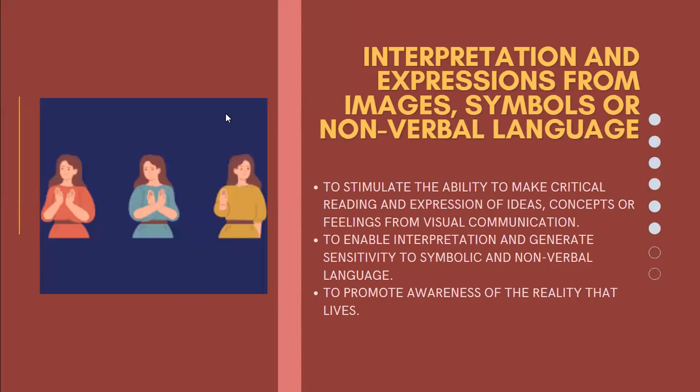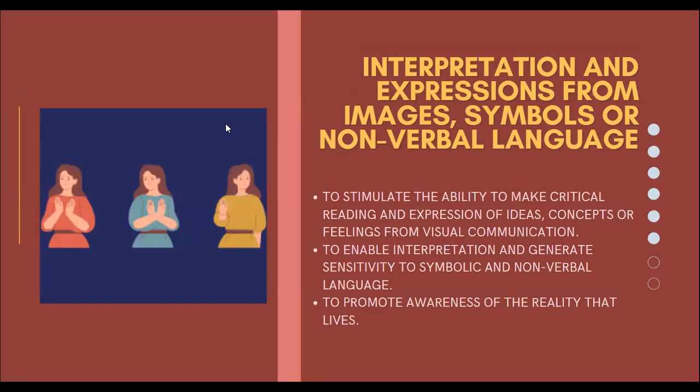Okay, the third strategy is interpretation and expression from images, symbols, or non-verbal language. It presents three objectives. The first one, to stimulate the ability to make critical reading and expression of ideas, concepts, or feelings from visual communication. Number two, to enable interpretation and generate sensitivity to symbolic and nonverbal language. And number three, to promote awareness of the reality that one lives.